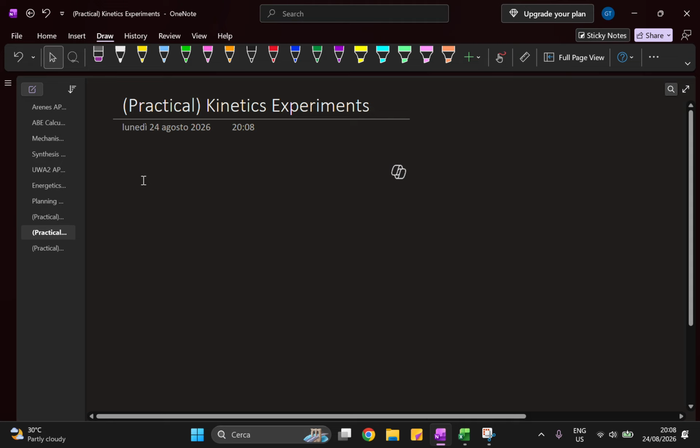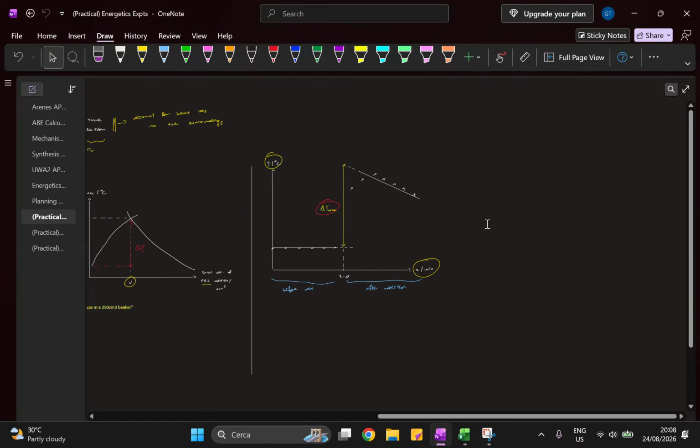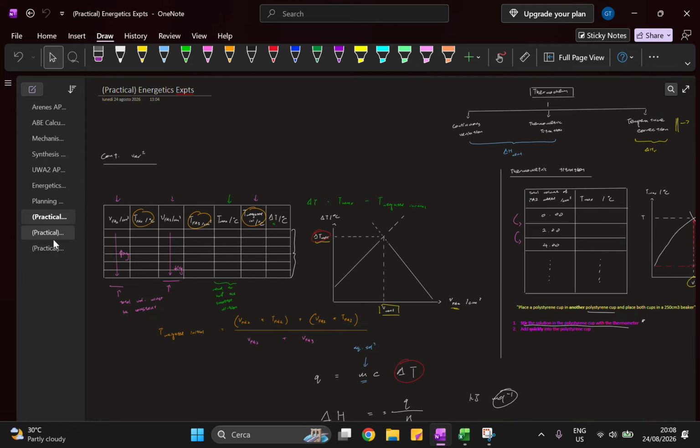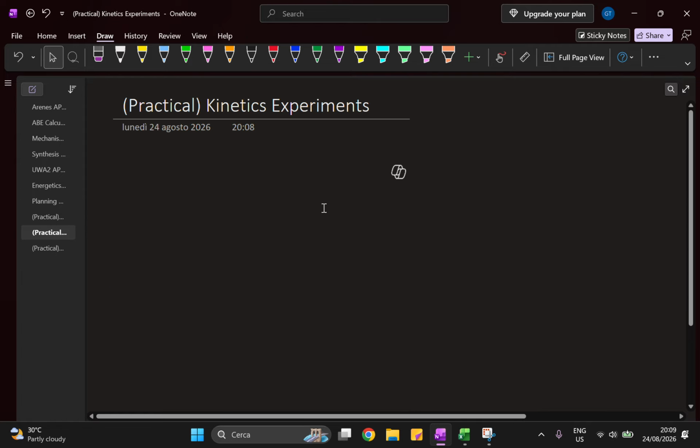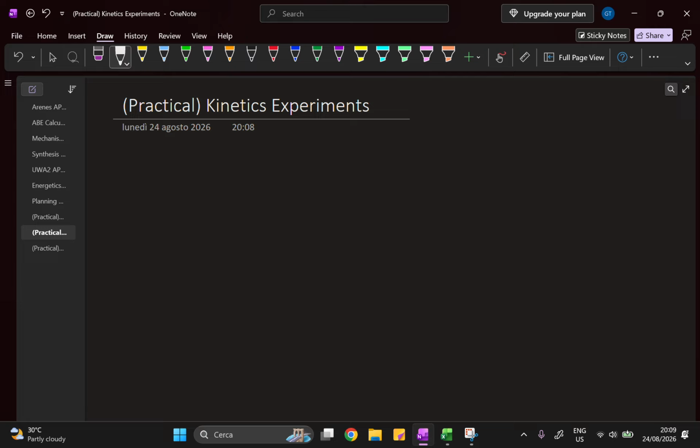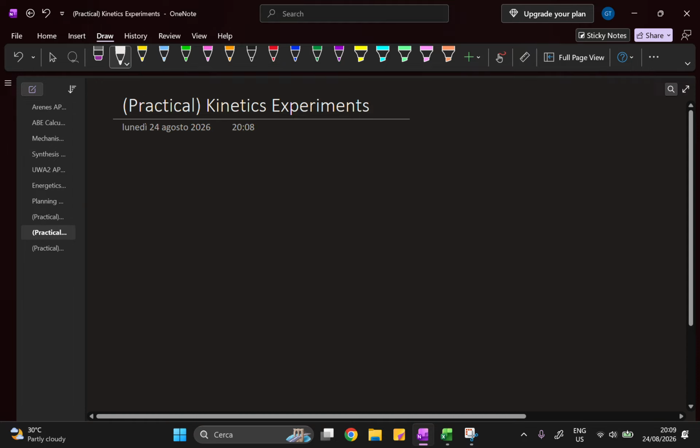Alright, hello. So, for kinetics, energetics, you remember we covered previously, energetics got three different types of experiments, right? For kinetics, it's relatively simpler. There's only two different types of experiments. Number one, we call it the clock method, or also known as the initial rates method. But I just prefer to use the term clock method.